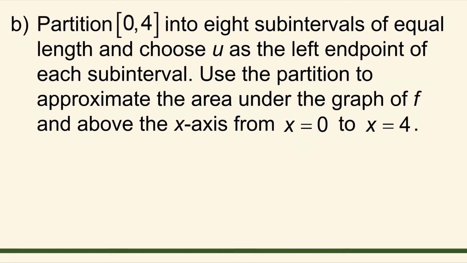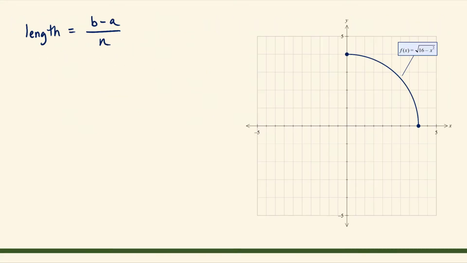Part B. Partition the closed interval from 0 to 4 into 8 subintervals of equal length and choose u as the left endpoint of each subinterval. Use the partition to approximate the area under the graph of f and above the x-axis from x equals 0 to x equals 4.